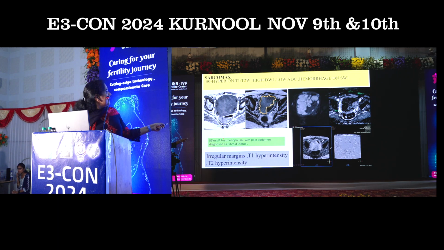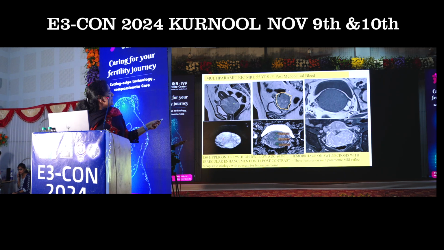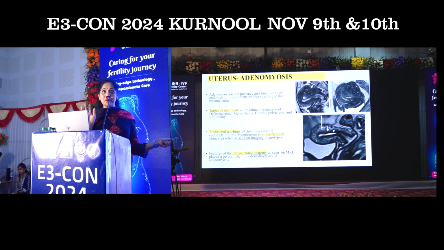On T1 it is brighter than skeletal muscle. Look into the diffusion characteristics. It is significantly bright, and the ADC value is significantly dark, with features of internal hemorrhage. So these are multiparametric MR characteristics of sarcomatous changes. And similarly, look into the T2 hyperintense, irregular margins, diffusion bright, and ADC low. So these are the sarcomatous changes. So this is how you can distinguish fibroids from atypical fibroids and sarcomas.